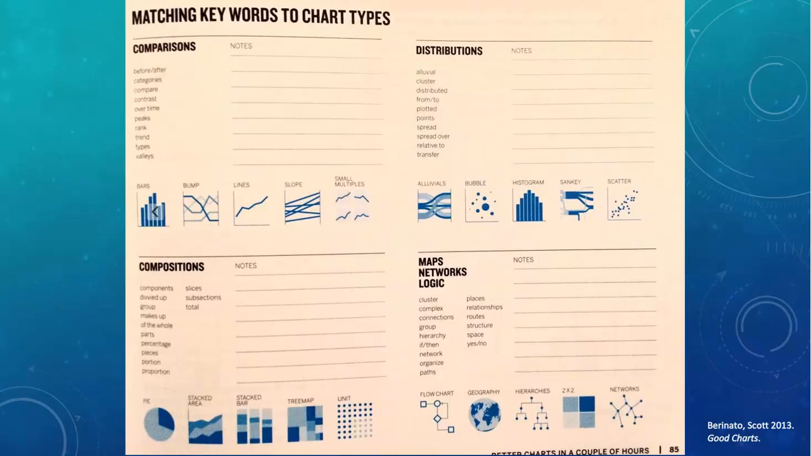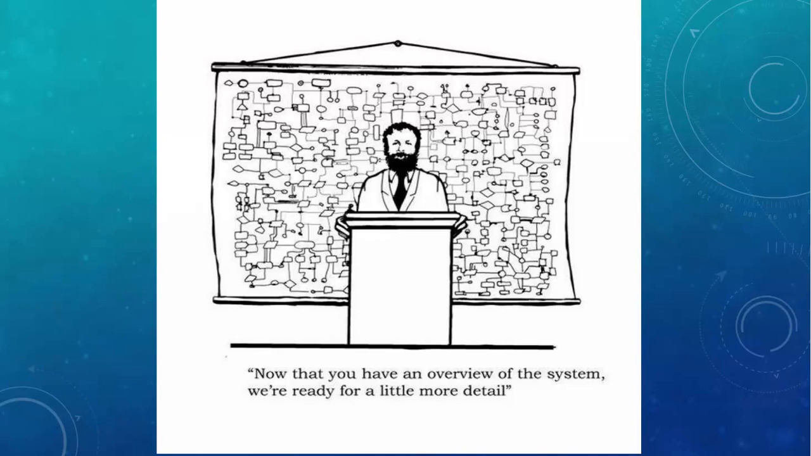So this is a great place to refer back to in the Good Charts book, pages 83 and 85, when you're kind of swimming in data and not sure what kind of chart to use. It helps you do more than just shooting in the dark for your chart. Now that you have an overview of the system, we're ready for a little more detail. That's a lot of information right there, and without really applying it, it may not make much sense to you. That's what we're going to get into next.